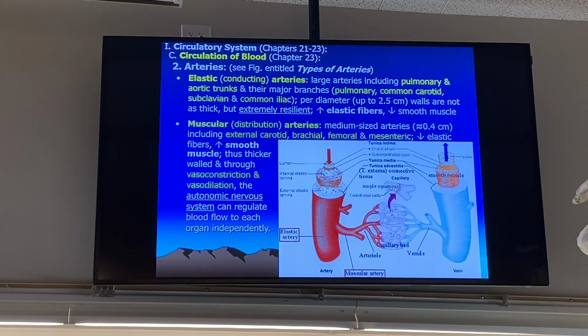Does everybody understand the words that are coming out of my mouth? Both of these bullets have both smooth muscle and elastic fibers in shades of gray. Elastic arteries have more elastic fibers. They still have smooth muscle, but they have more elastic fibers by percentage. Muscular arteries have more tunica media by percentage.